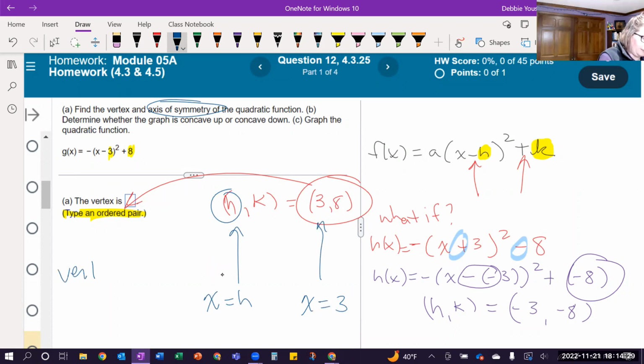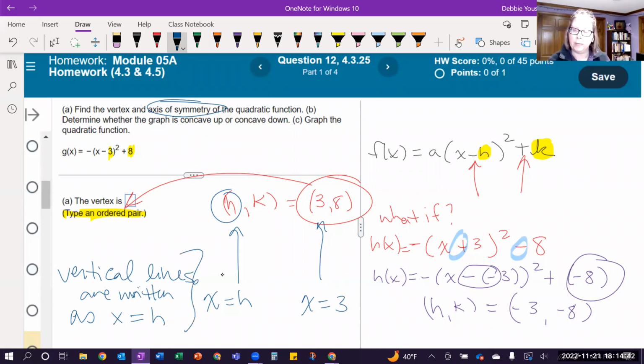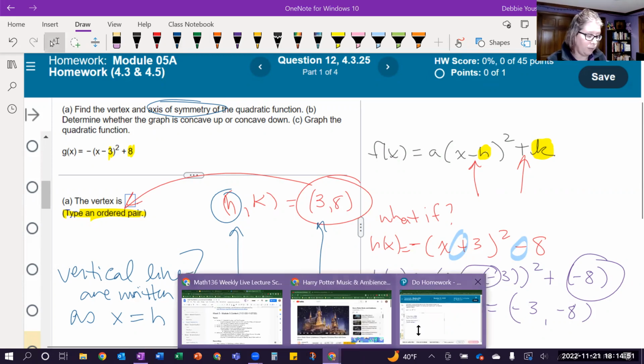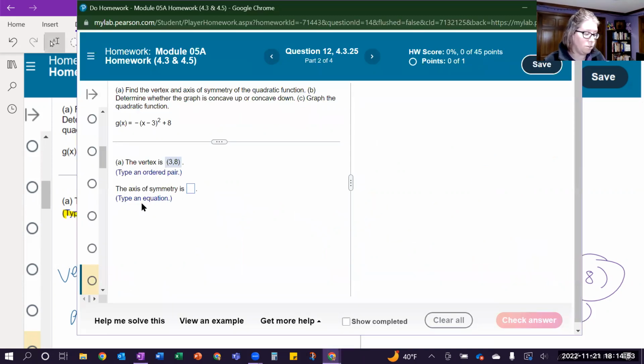So vertical lines are written as X equals H for this purpose. All vertical lines start out X equals a number, and in this case, it's that H value. So I'm going to put in X equals 3, and you want to write it as an entire equation. Notice here in parentheses, it says type an equation.